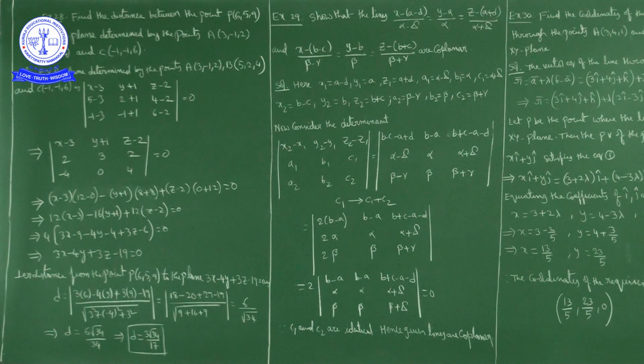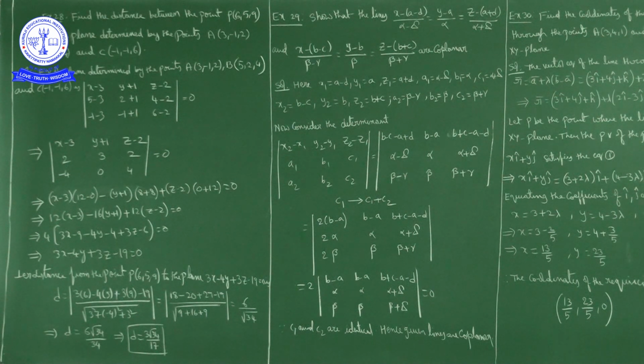Now here, the equation of the plane determined by the given 3 points A(3, -1, 2), B(5, 2, 4) and C(-1, -1, 6) is the determinant of... Here I will consider (3, -1, 2) as (x1, y1, z1). Okay, B(5, 2, 4) I will consider as (x2, y2, z2) and C(-1, -1, 6) as (x3, y3, z3).